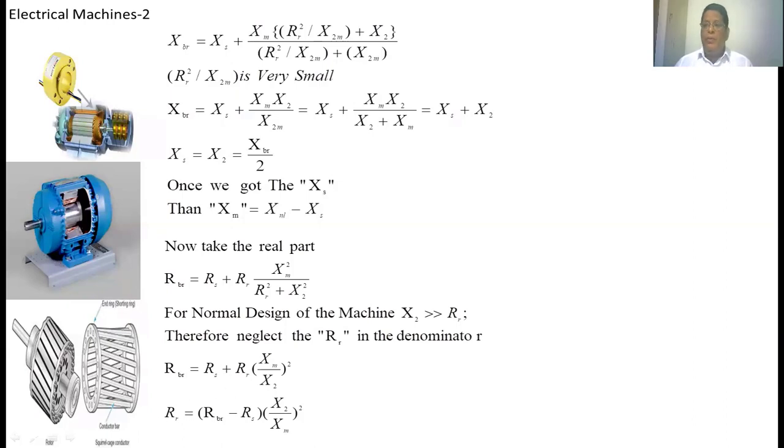In this manner, we calculate the 5 parameters of the equivalent circuit of an induction motor: stator resistance, stator leakage reactance, magnetization reactance, rotor resistance, and rotor standstill reactance.